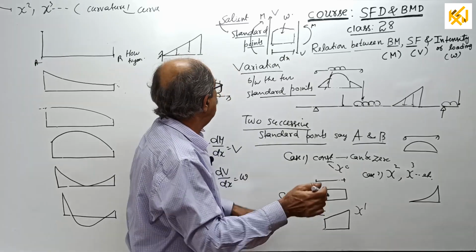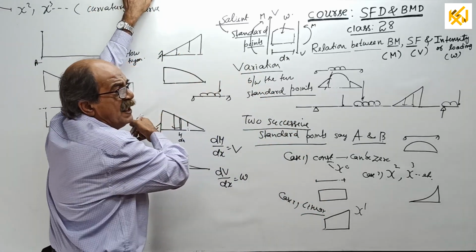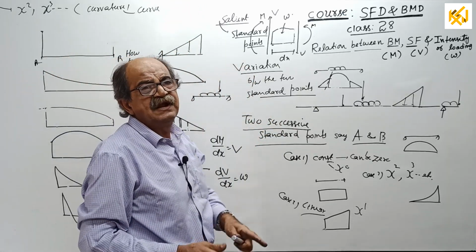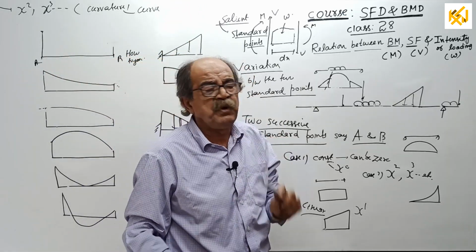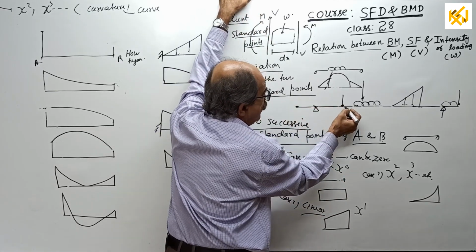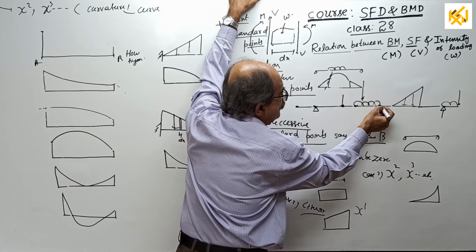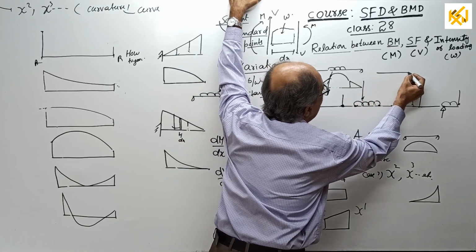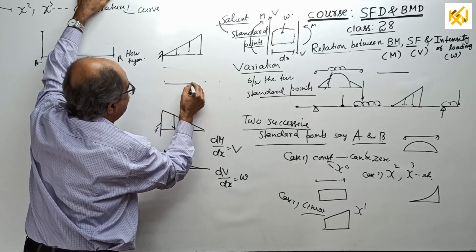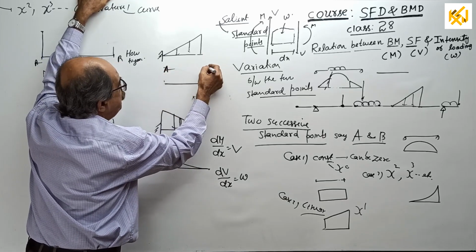Now, what I will do is, when I go to the next sketch, I want a full clean board. I will consider 2 successive standard points, maybe these 2 points, or these 2 points, or these 2 points. I will put that sketch here, and I will call them A and B.